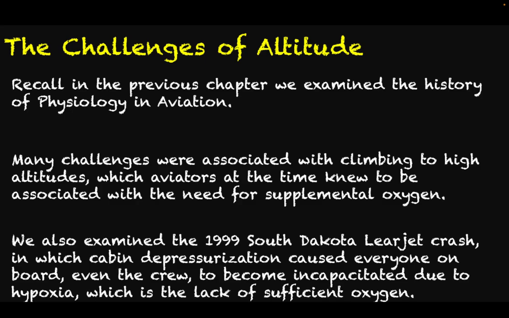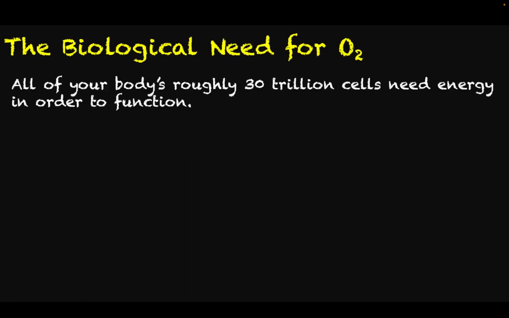So what we're going to do in this chapter is critically examine the science and the physiology behind why the human body needs oxygen. Where is oxygen in the atmosphere? How much oxygen is in the atmosphere? What relationship is there between altitude and the amount of oxygen that is available to us? So let's start looking at that.